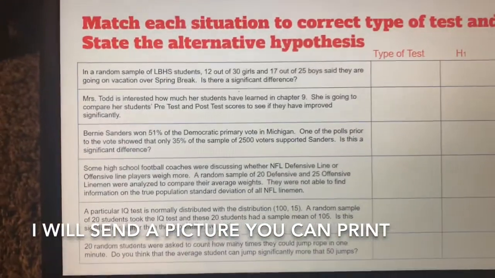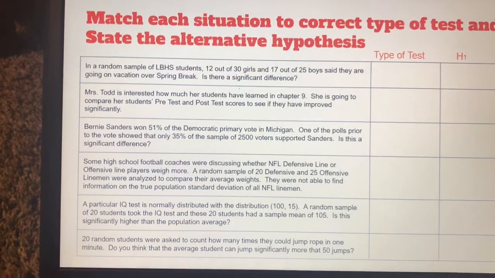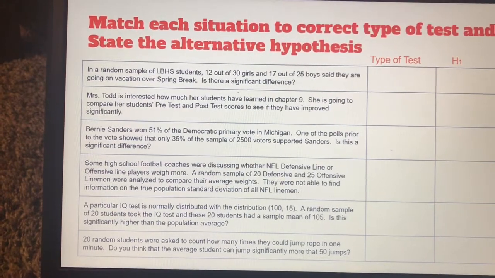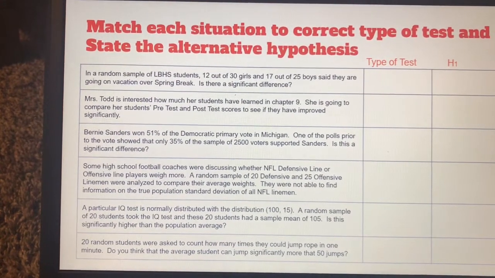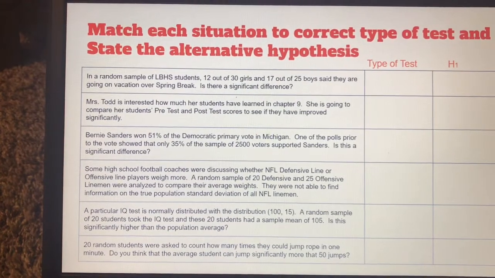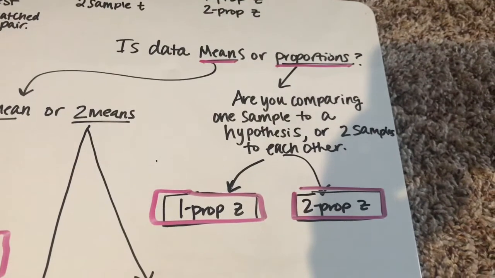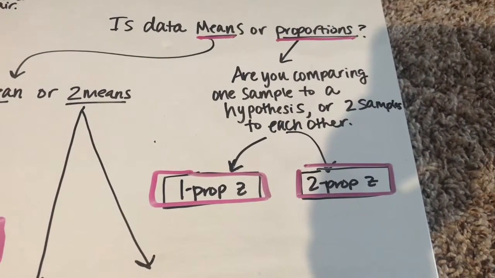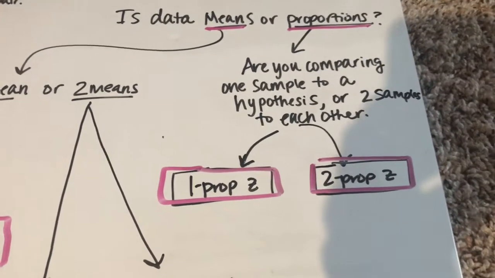So this first question: in a random sample of LBHS students, 12 out of 30 girls and 17 out of 25 boys were going on vacation. That's 29 out of 55 total. What does that look like? Means or proportions? Definitely proportions. Then, are we comparing one sample to a hypothesis or two samples to each other? We have two samples, a boys sample and a girls sample, so we're comparing those to each other.